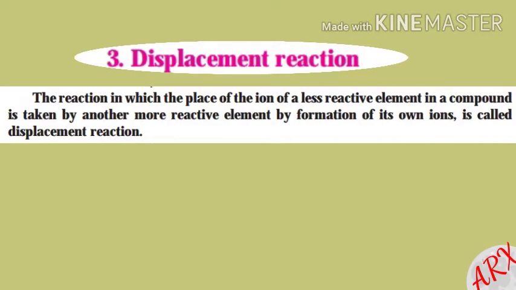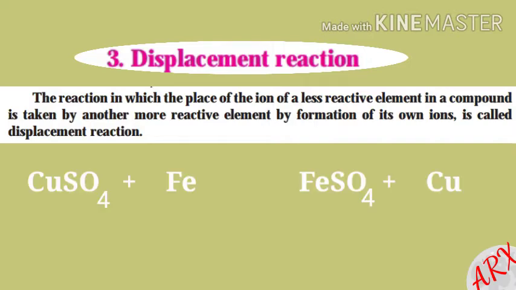Third type is displacement reaction. The reaction in which the place of the ion of a less reactive element in a compound is taken by another more reactive element by formation of its own ion is called displacement reaction. For example, when copper sulfate reacts with iron, as copper is less reactive than iron, iron displaces copper from copper sulfate. So, the reaction will be copper sulfate plus iron gives iron sulfate plus copper.